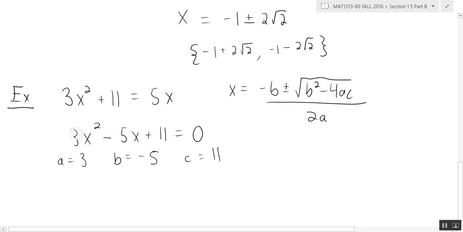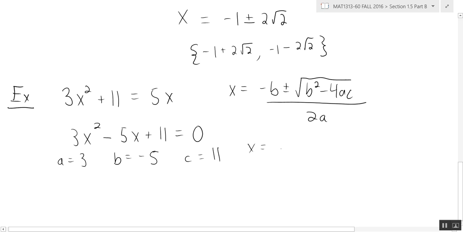Remember, these are called coefficients, so we're only taking the coefficients of each term. A has a coefficient of 3, the middle term has a coefficient of negative 5, and the constant term is 11. So now, let's plug those into our formula.